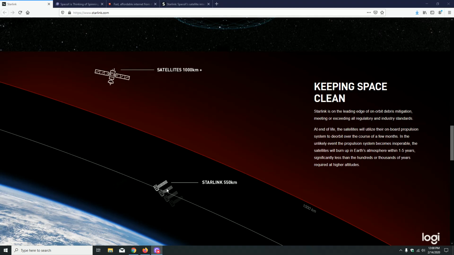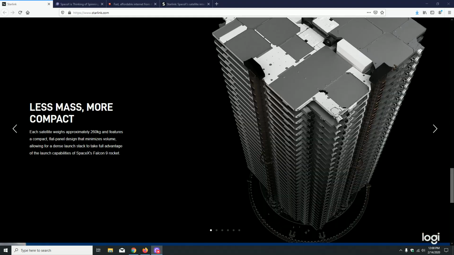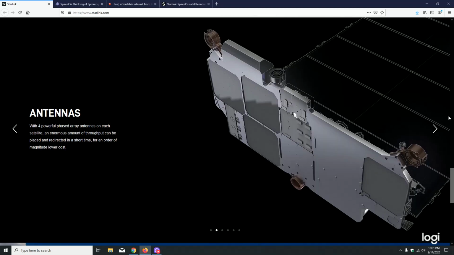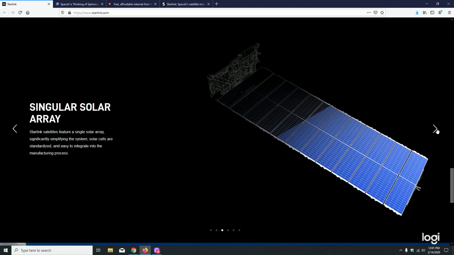Less mass, more compact. Each satellite weighs approximately 260 kilograms and features a compact, flat panel design that minimizes volume, allowing for a dense launch stack to take full advantage of the launch capabilities of SpaceX's Falcon 9 rocket. With four powerful phased array antennas on each satellite, an enormous amount of throughput can be placed and redirected in a short time for an order of magnitude lower cost. StarLink satellites feature a single solar array, significantly simplifying the system. Solar cells are standardized and easy to integrate into the manufacturing process.